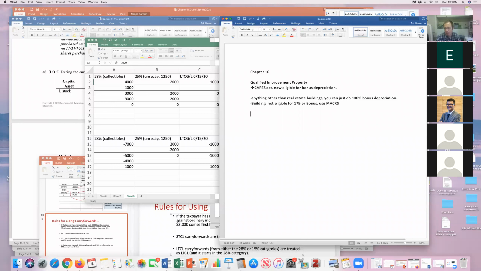And if you're trying to decide which asset to use 179 on, if you're trying to maximize this year's deduction, you want to use it on the asset with the longest life. So if I had a 5-year property and a 7-year property, I would use it on the 7-year property first.